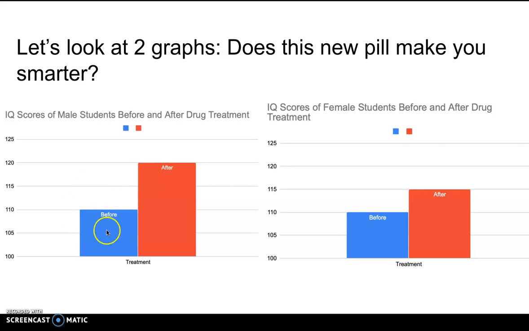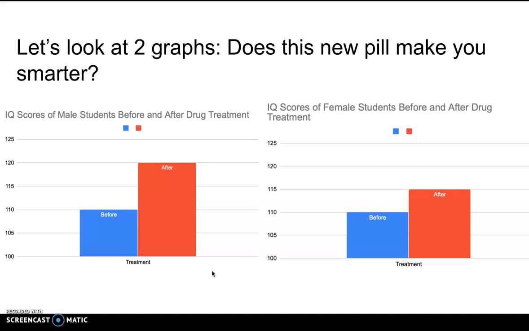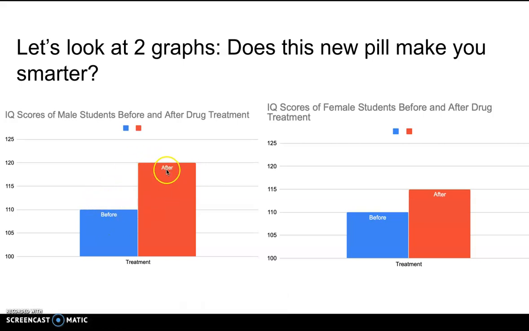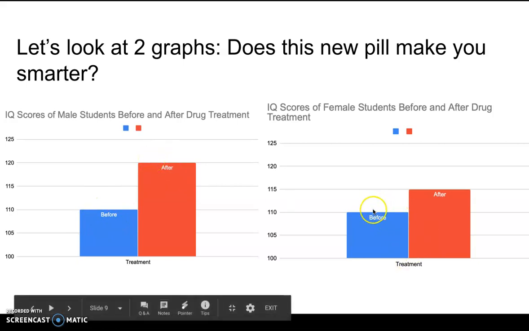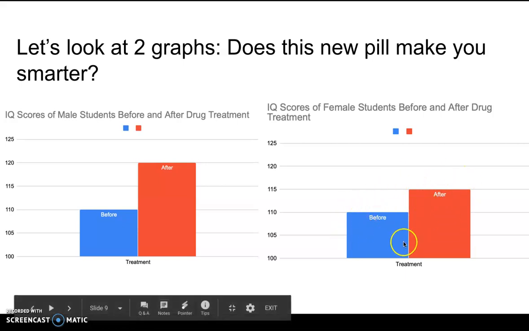So they're measured before, they're given this pill, and then a couple weeks later, they measure their IQ again. And then we do the same thing with a female group of students. If you were to just glance at this graph, and the average American would certainly interpret it this way, you might think that there's a big difference between the males before and after treatment. It appeared to go from an average of 110 to 120 in the male group. But the females also seem to increase in IQ, but to a lesser degree.